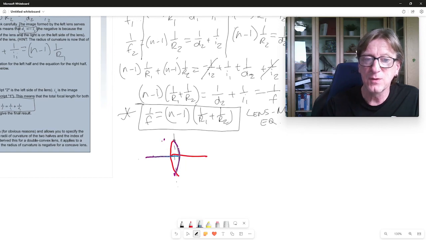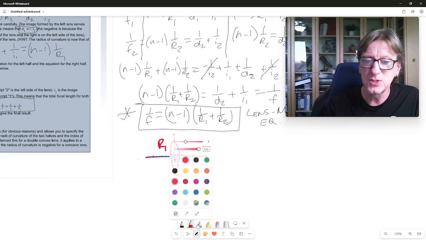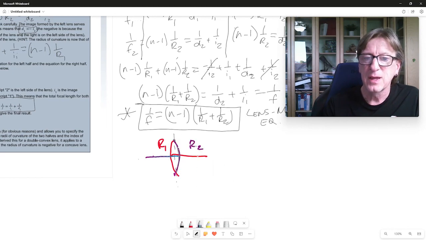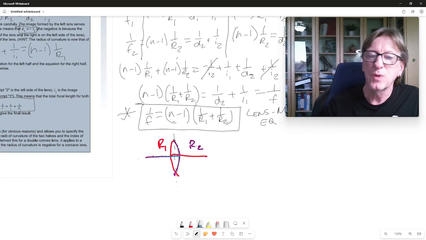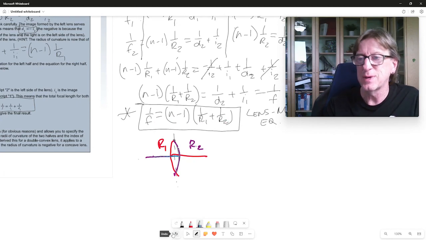You could say, if you get really confused, okay, I'm tired of this being R2, I want this to be R1, so by God, I'm going to make it R1. You can do that because you can use whatever symbols you want. It doesn't matter, and it's still going to give you the same result because we're going to end up adding here. Okay, so if I know the index of refraction of my glass and I know my two radii of curvature, I now have the focal length of my lens.